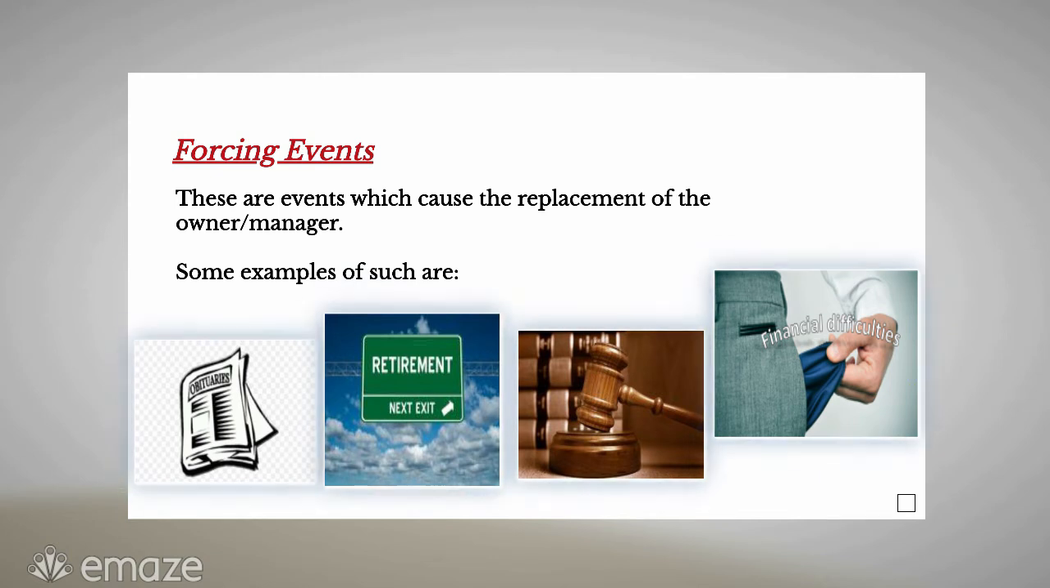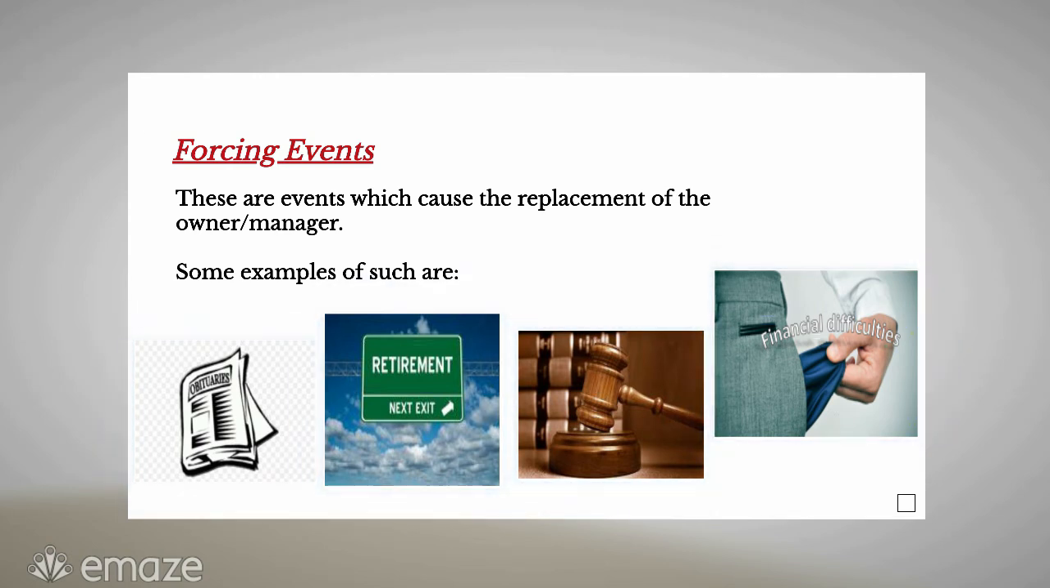Moving on to our next subtopic, forcing events. So forcing events are events which cause the replacement of the owner or the manager. Some examples of these events are illness or death of the owner, so the heir would immediately take control of the operations. Retirement of the owner or the manager. Legal issues, which consist of incarceration or violation of the law.